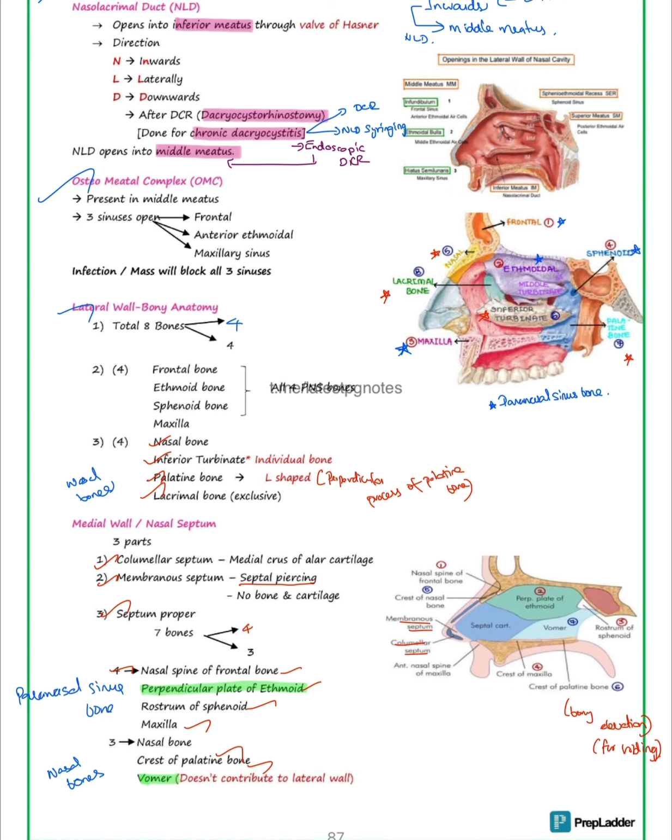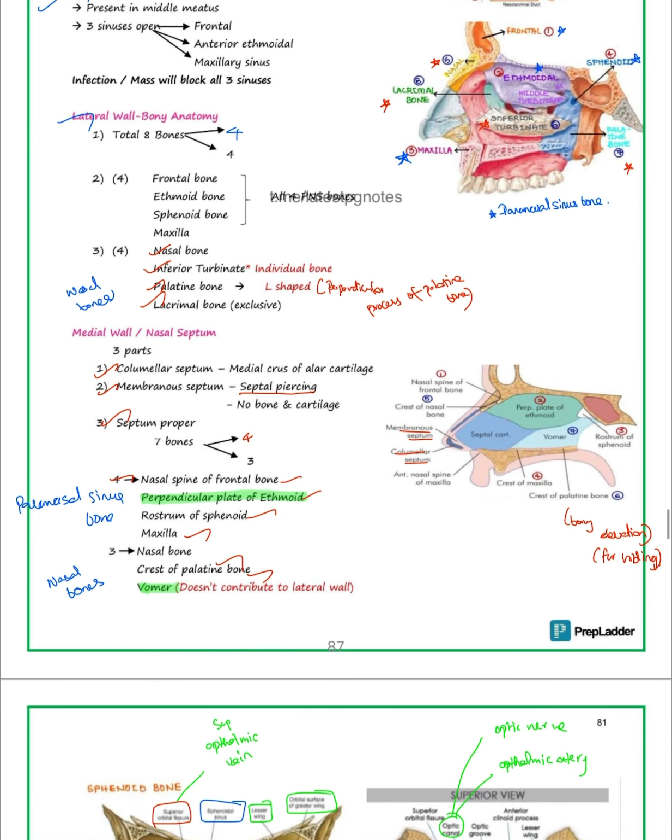The maxilla gives a part as the crest. The maxilla itself gives a part for the lateral wall. And then the other non-sinus bones, like the nasal bones. Then the inferior turbinate is a separate bone. Then the palatine bone, you can see the palatine bone here. Then the lacrimal bone, you can see the lacrimal bone is small here. So these all form the lateral wall anatomy. Then when we see the medial wall or nasal septum, it is divided into 3 parts.